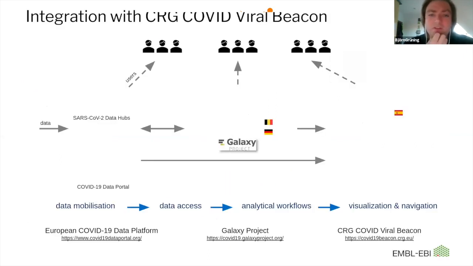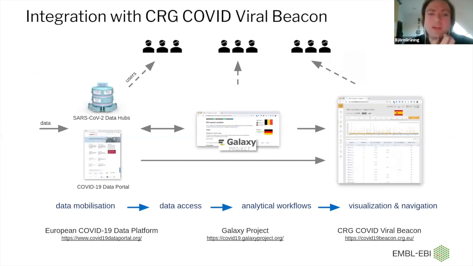This is a different view on that: the data mobilization aspect. So data is produced, and data is put online for the community. We have this data access model, which is, for example, ENA, then the analytic workflows, and then the visualization and navigation, which is what will be talked about today, the viral Beacon project.